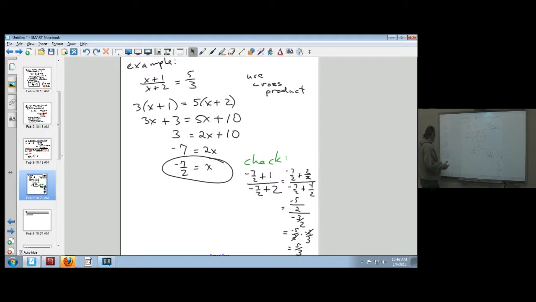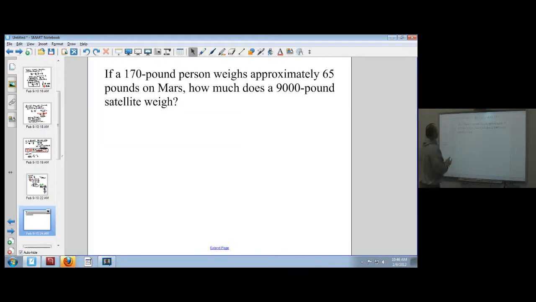That's where we needed to go next. I apologize. Let's look at a problem-solving application. Now, this comes from your text. If a 170-pound person weighs approximately 65 pounds on Mars, how much does a 9,000-pound satellite weigh?